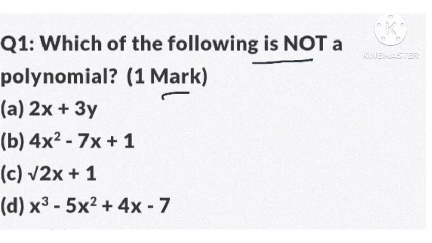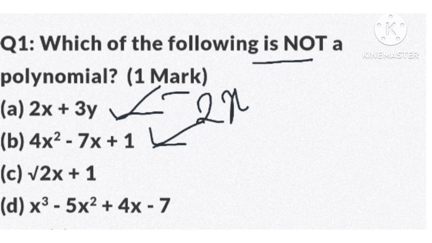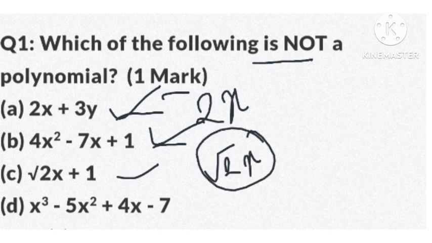Okay, so here you can see 2x plus 3y is also a polynomial, which contains coefficient, variable, etc. 4x square minus 7x plus 1 is also a polynomial. This one is also a polynomial. Option B is also a polynomial. C is containing root 2x, which is not a polynomial because of the root 2. So we can say that option C is not a polynomial.